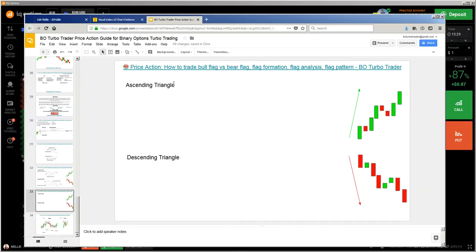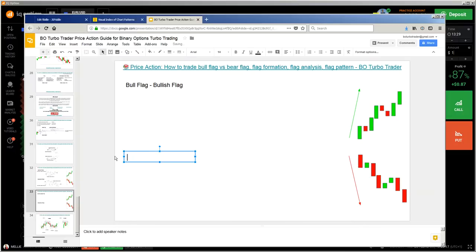And then we will have here the bullish flag, the bull flag. I do this bullish flag. And here we have the bearish one, the bear flag, bearish flag.